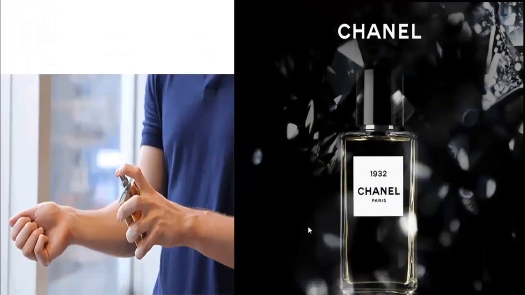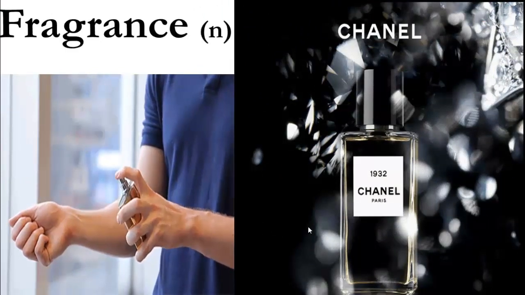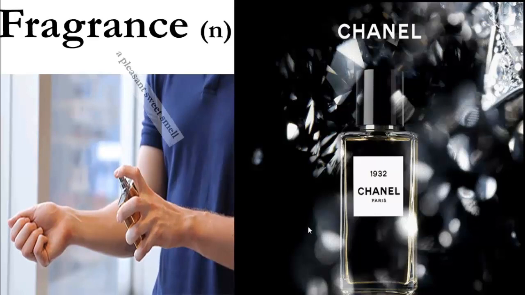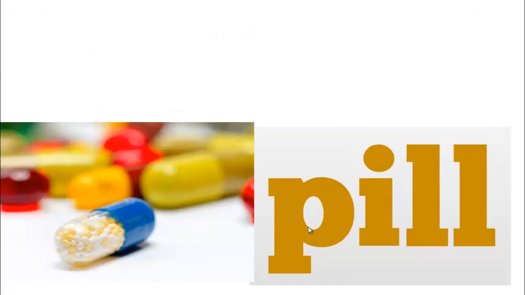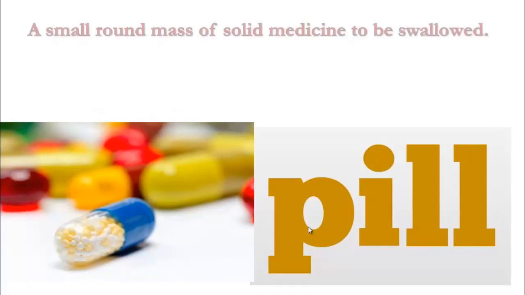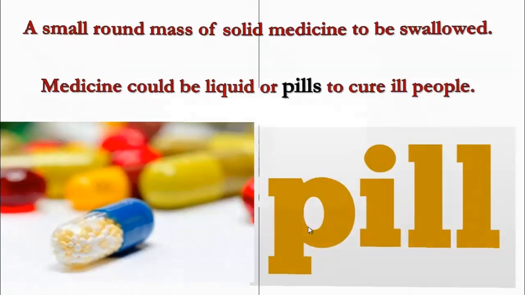Next word, fragrance. Fragrance, it's a noun meaning a pleasant and sweet smell. Next word, pill. Pill, as you see in the picture, meaning a small, round mass of solid medicine to be swallowed. Example, medicine could be liquid or pills to cure ill people.